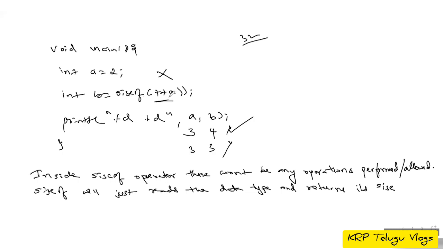Sizeof, what will it do? It will just read the data type. What is the data type of a? Int. What is the int size? 4. That will be written to b. So b is 4. There are no operations performed, and operations are not allowed inside the sizeof operator. Whatever you do, that operation will not be performed inside sizeof. A value will be 2 only. Is that clear?